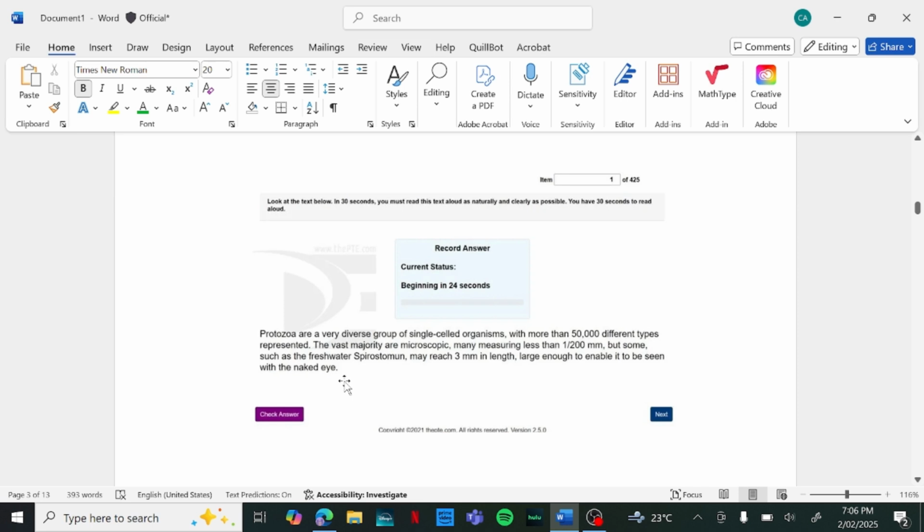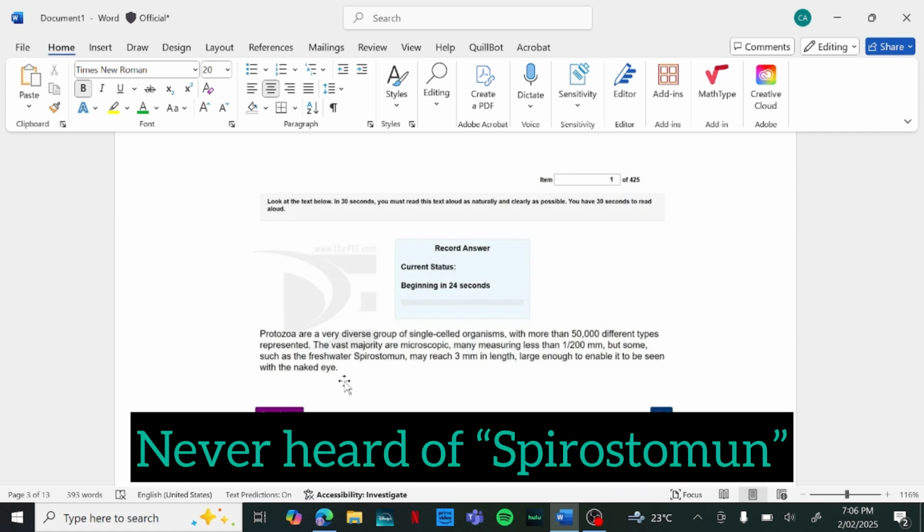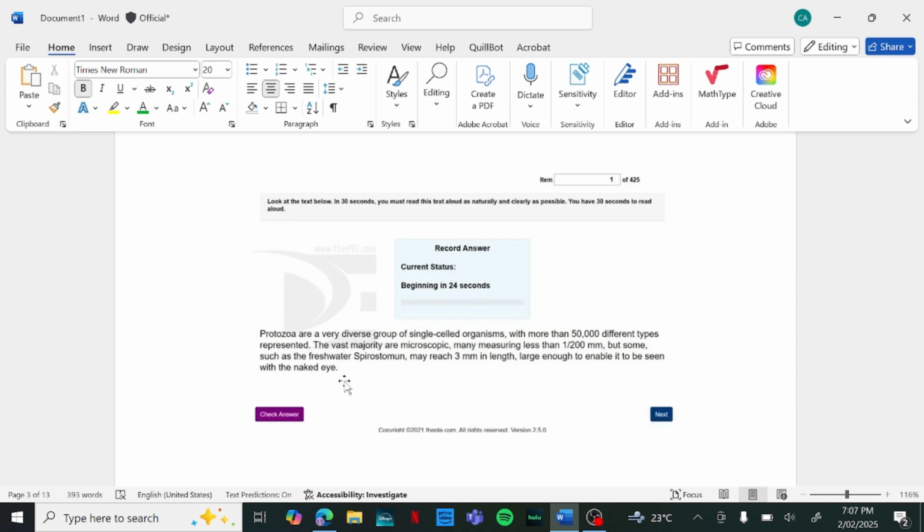So you have to make sure to skim through really quick and find words that you've never heard of before. This is my first time seeing this word, like in my life. So it'd be good to try pronouncing the word yourself before the timer goes.